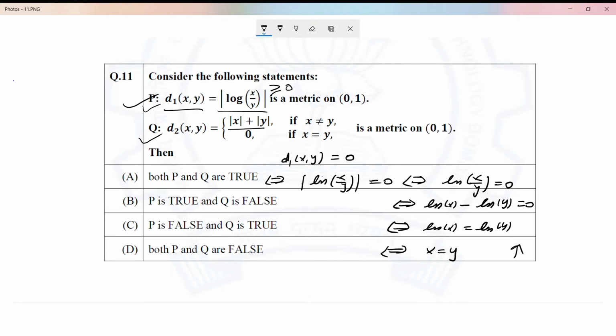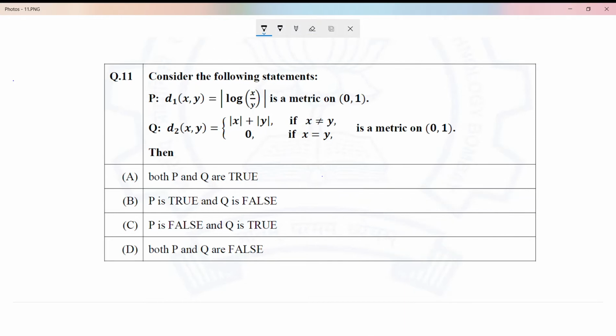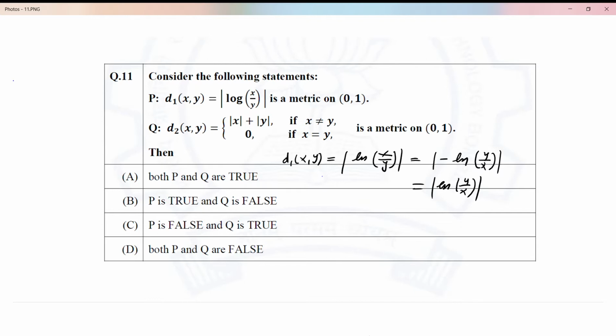Now property number 3 is symmetricity. For this we consider d1 of x, y equal to modulus ln x by y. We can write it as minus ln y by x. This is equal to modulus ln y by x, which is d1 of y, x. So the symmetricity property is obviously satisfied.